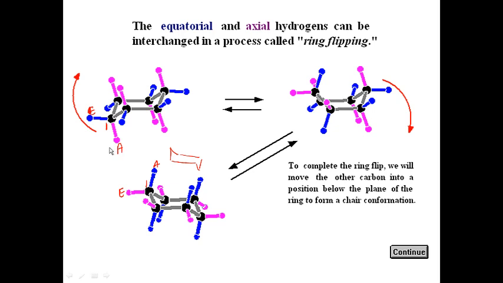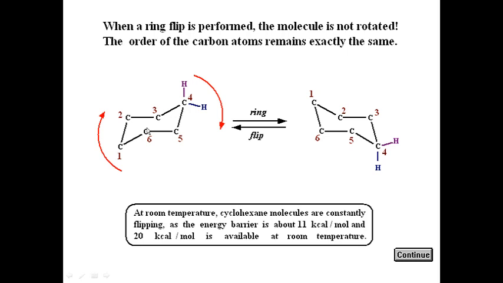But notice what didn't change. What didn't change is that this equatorial position lay above the plane of the ring. This axial was below the plane of the ring, and after the ring flip, it's still above and it's still below. So the pink and the blue, being above and below, what changes is whether the position is axial or equatorial, but not whether it's above or below the plane of the ring. Okay. So that's what happens in a ring flip, and that allows us to write different conformations for the chair cyclohexanes. So here is another example.